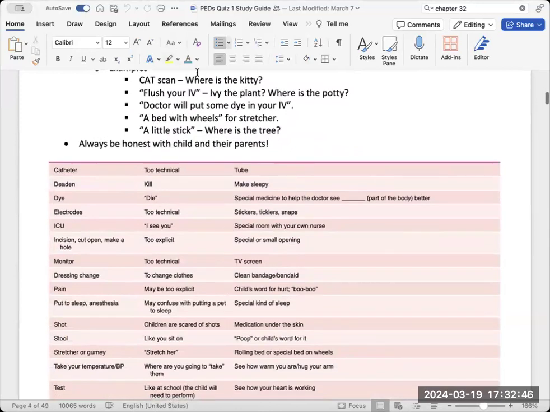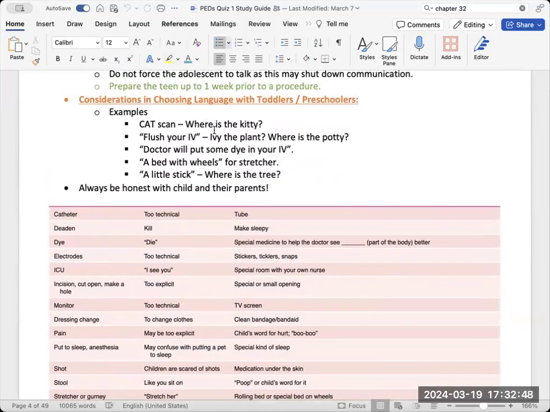Other considerations are, especially with toddlers and preschoolers when it comes to actual speech, there are things that they might not understand. So for a toddler, 1 to 3 years old, or a preschooler, 3 to 6, if you say, "Oh, you're going for a CAT scan," they might say, "Where's the kitty?" Or if you say, "I'm gonna flush your IV," they might say, "IV the plant," or "Where's the potty?"